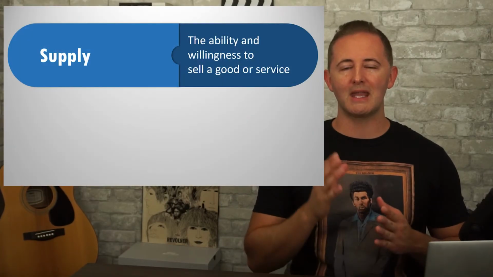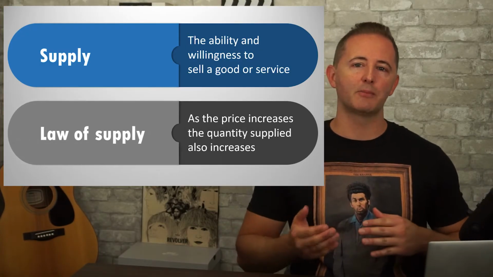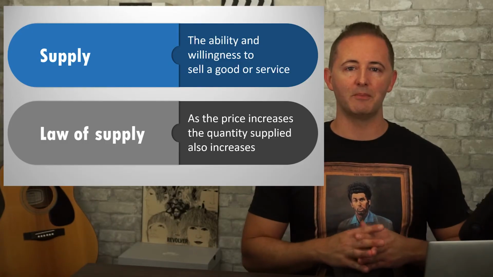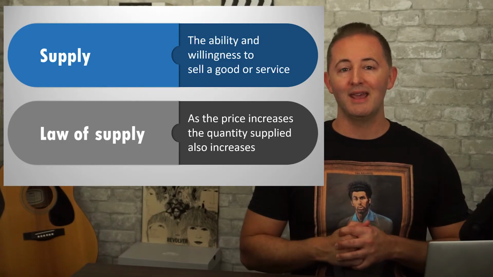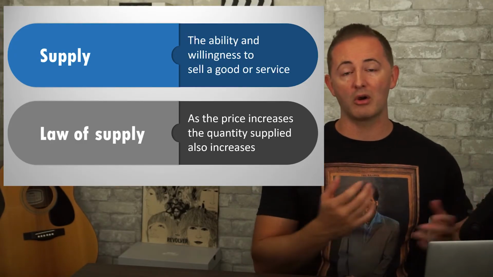Okay, so next up, supply. It's a very similar story, just kind of in reverse. Just don't forget to put yourself in the mindset of a seller. Supply refers to the willingness and ability to sell a good or service. The law of supply tells us that as the price increases, so does quantity supplied. There's a positive relationship between price and quantity supplied. And that should make sense. If you're selling something, would you want to sell it for a low or a high price?